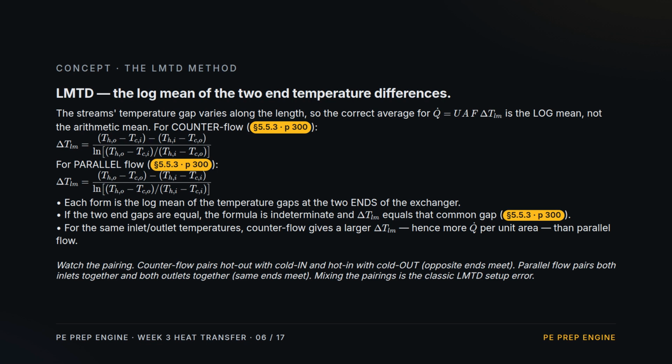For parallel flow, the structure is identical, but the gaps pair both inlets and both outlets. If the two end gaps are equal, the formula is indeterminate, and delta T LM equals that gap. For the same temperatures, counterflow gives a larger delta T LM, more heat per unit area than parallel flow. The classic error is mixing up the pairings.